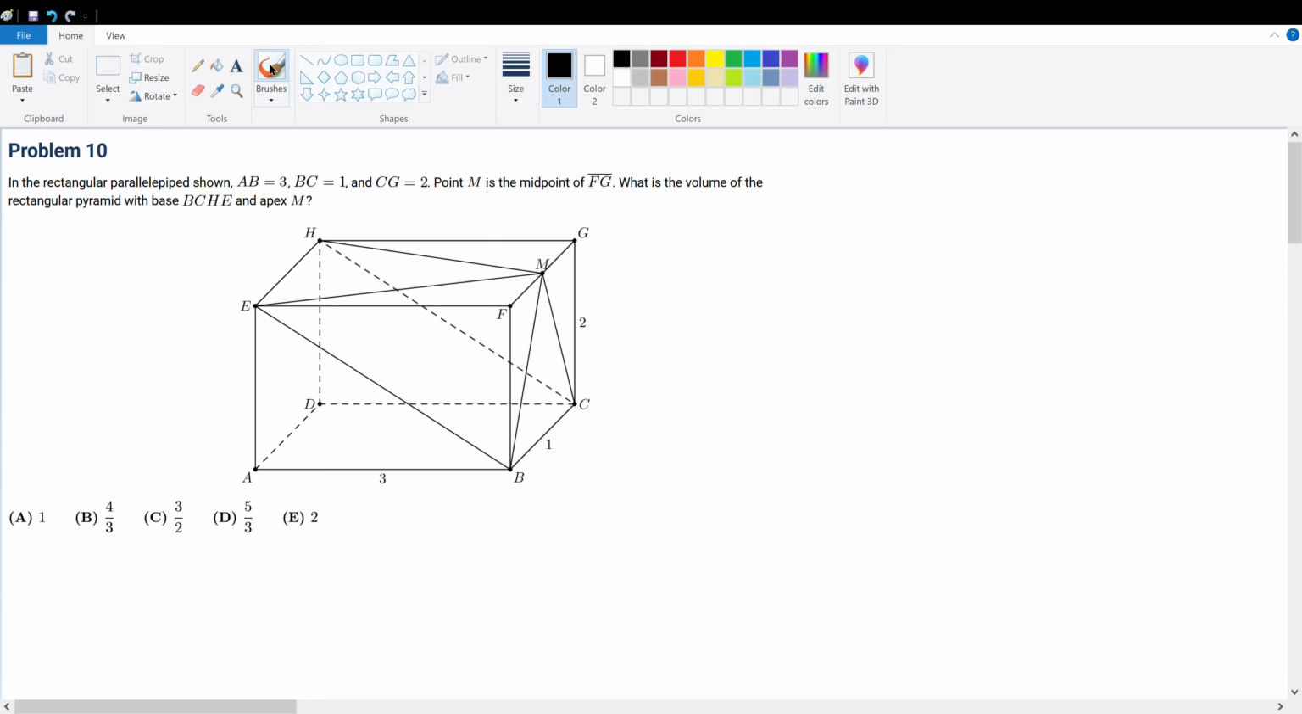Problem 10. In the rectangular parallelepiped as shown below, AB is 3, BC is 1, CG is 2. Point M is the midpoint of FG. What is the volume of the rectangular pyramid with the base BC, HE, and apex M?